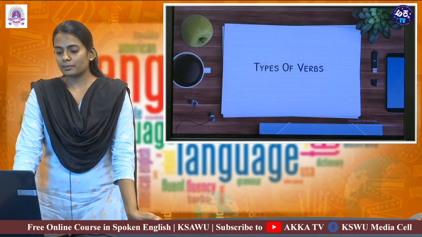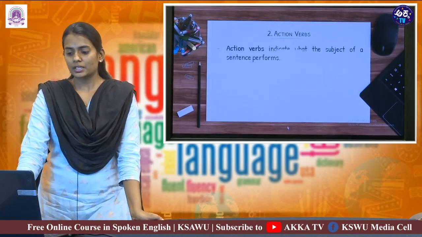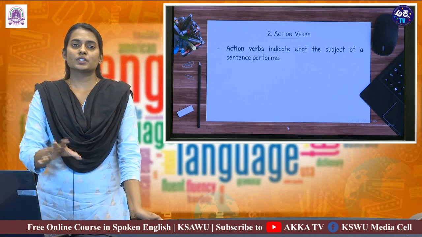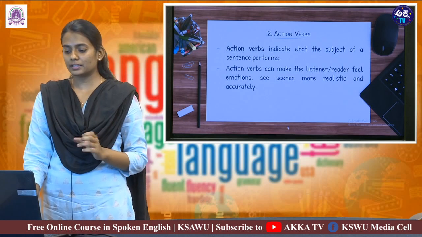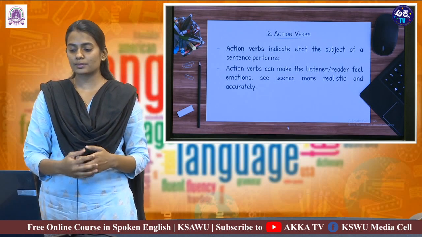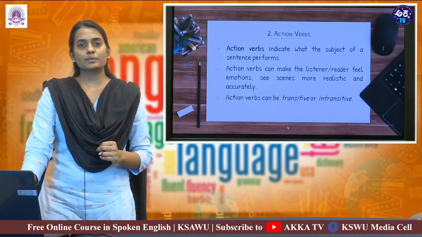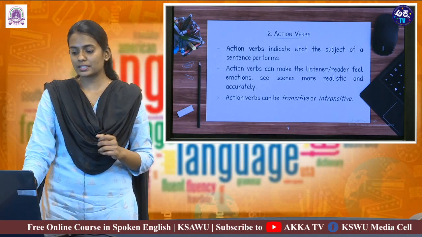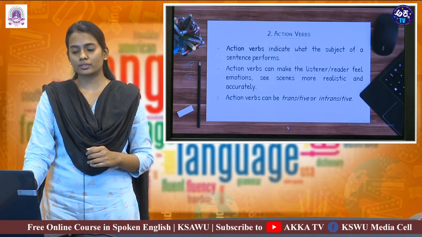So the next type we can see here is action verbs. What are action verbs? They indicate what the subject is performing. Action verbs can make the listener or reader feel the emotions and see the scenes more realistically and accurately. There are two types of action verbs, transitive and intransitive verbs. We will see both of them.